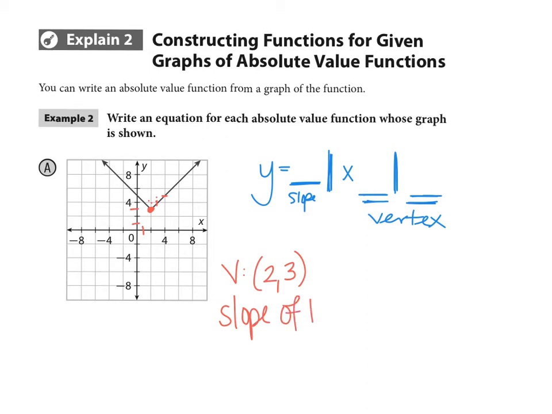So because my slope is 1, if I go to plug all that information in, I've got a slope of 1. Inside is opposite, so since this is positive 2, I'm going to write x minus 2. And then outside is the same, so plus 3. Which means the simplest way you would see this equation written would be y equals the absolute value of x minus 2, plus 3.